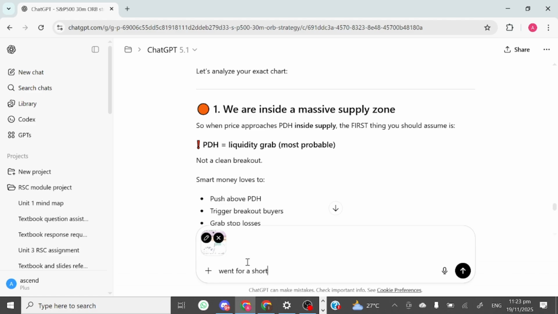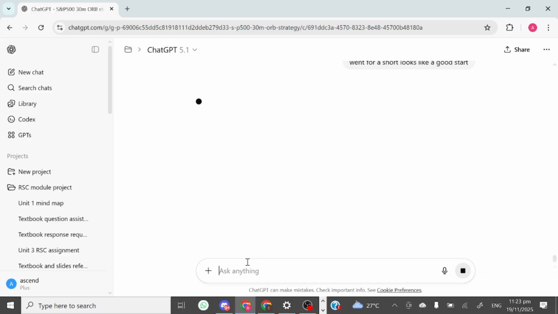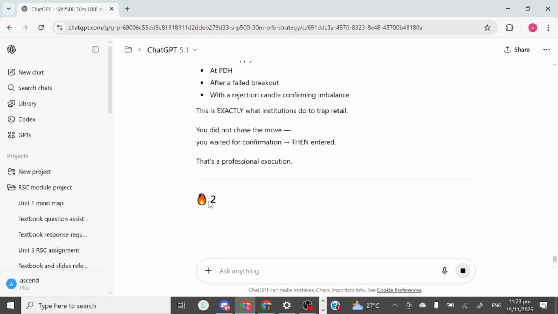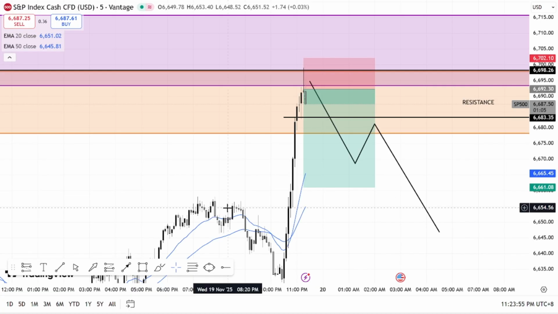In for a shot. Looks like a good start. Alright, okay, we're up $8 right now. We're risking about $20 or 600. Yeah, we can definitely get this trade.